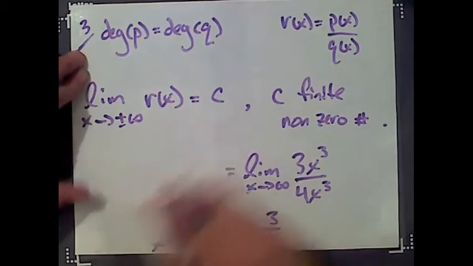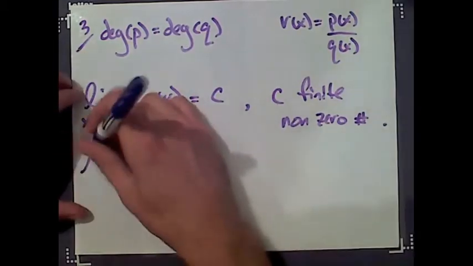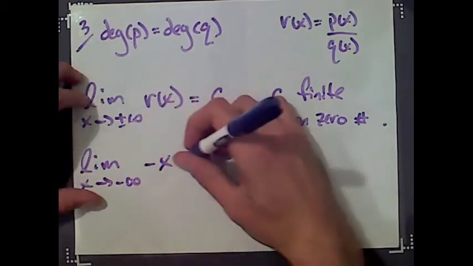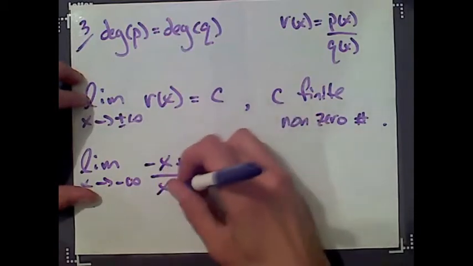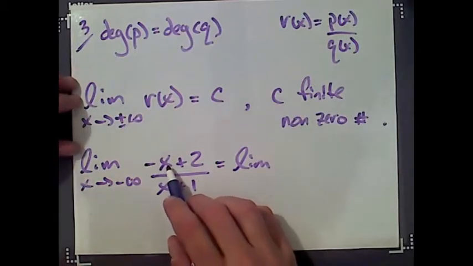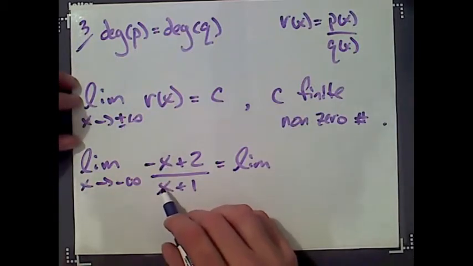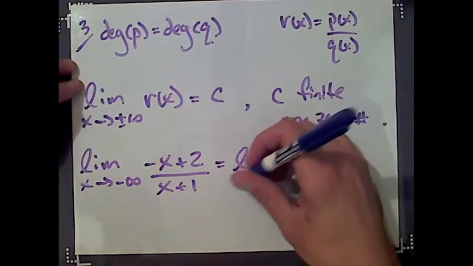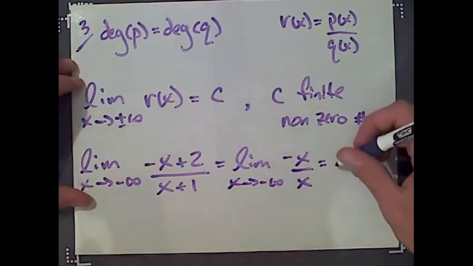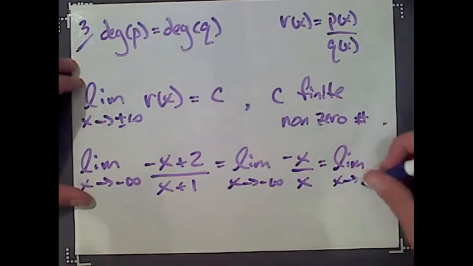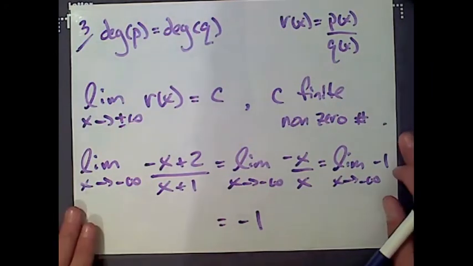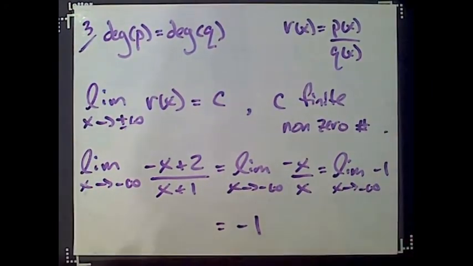One more example of case 3. Take the limit as x goes to negative infinity of negative x plus 2 divided by x plus 1. Again, the highest power of x in the numerator is 1, and it's also 1 in the denominator, so the degrees are equal. We get negative x over x, which after canceling x leaves negative 1. That's the answer, negative 1. So those are the 3 cases for limits of rational functions.